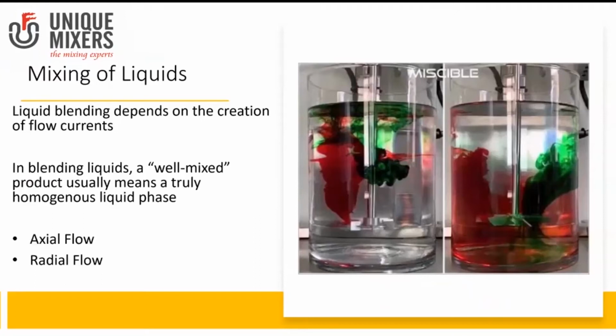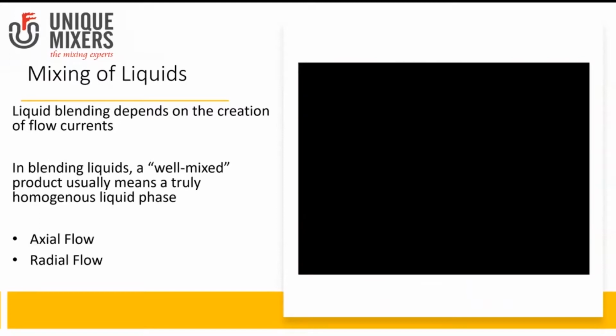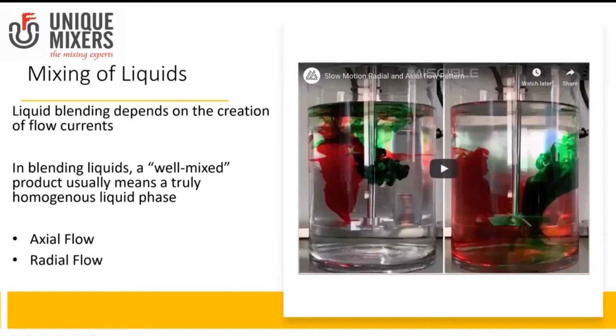Now let's look at the classification of the materials. So broadly, we are talking about liquid mixing, solid mixing, and high viscosity mixing. Mixing in liquids takes place due to the flow currents. So when you talk about flow currents, they could be axial and radial flow.